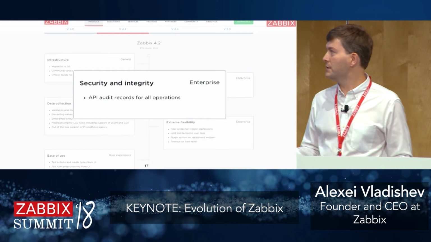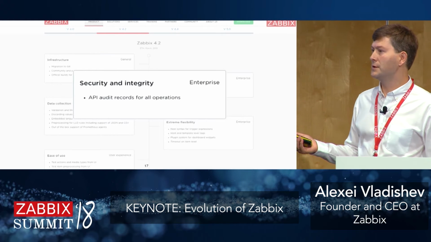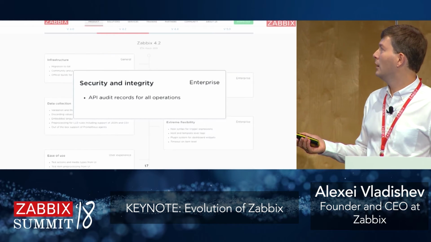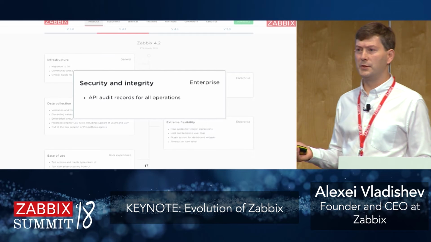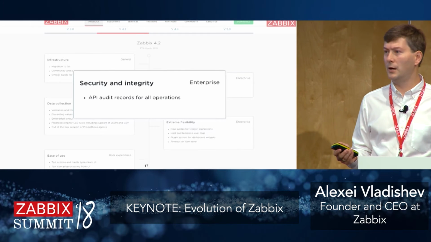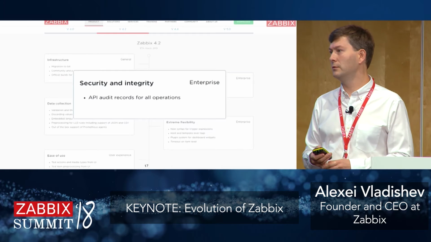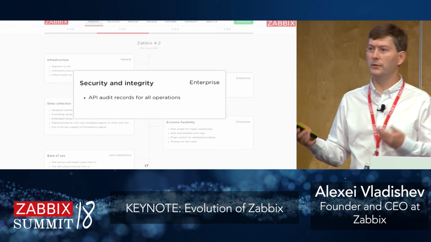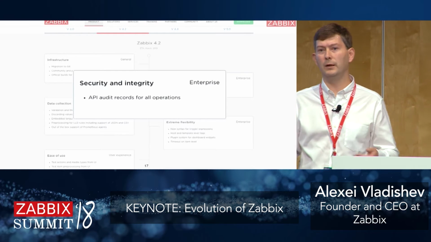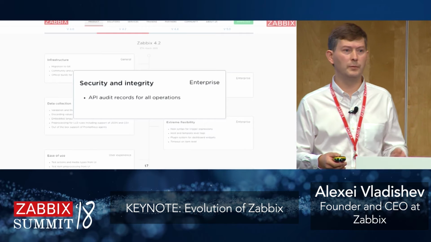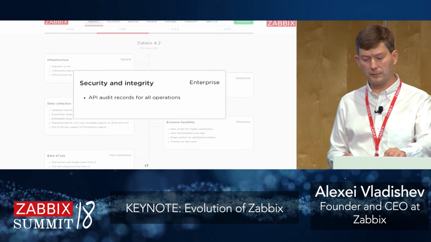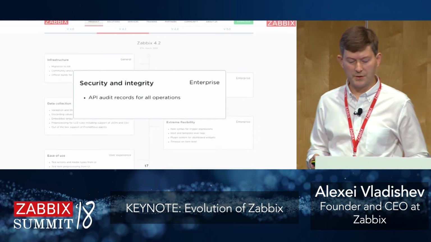Security and integrity. This is the work we actually already started some time ago. It's about having audit records for all operations on the API level. Some API calls still lack audit records, and it really creates some sort of inconsistency. So it has to be resolved.